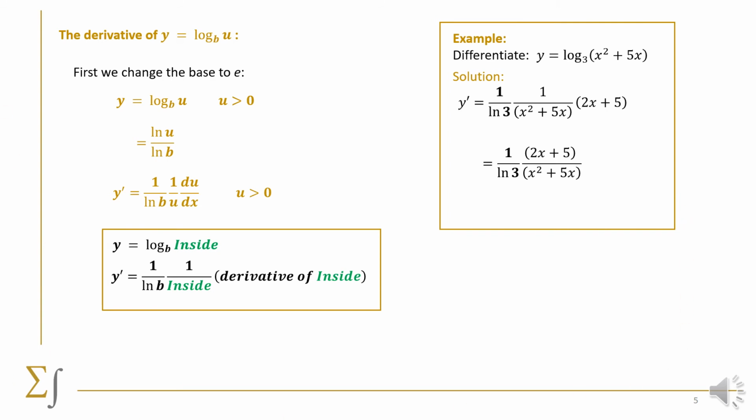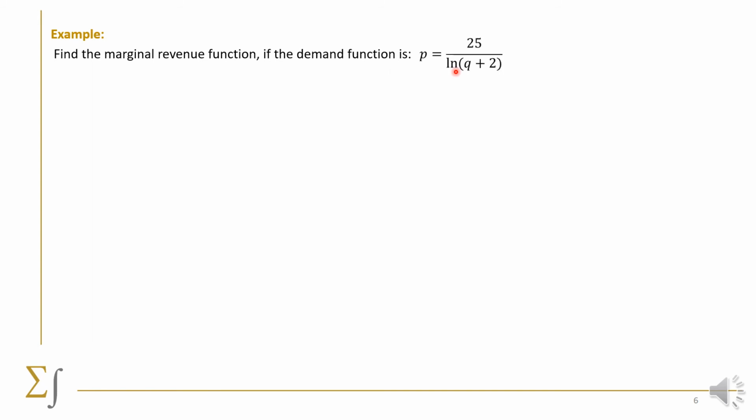Next, we move further to take word problems. In this slide, we are going to discuss two word problems, the first in business and the second one in biology. In this problem, we are asked to find the marginal revenue function where we are given the demand function. So here is the demand function in front of us. P is equal to 25 over ln of (Q plus 2).